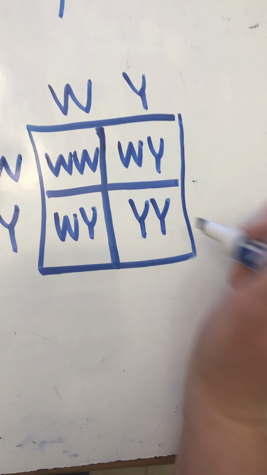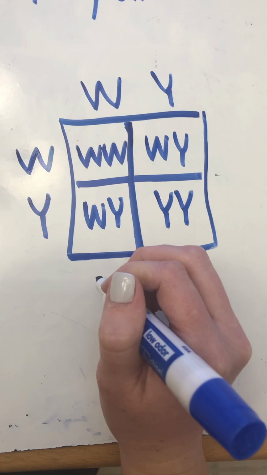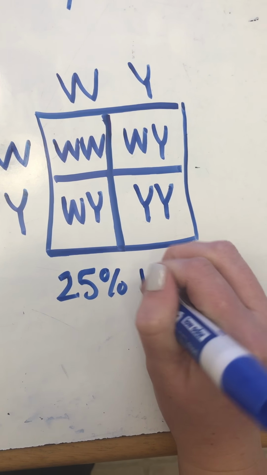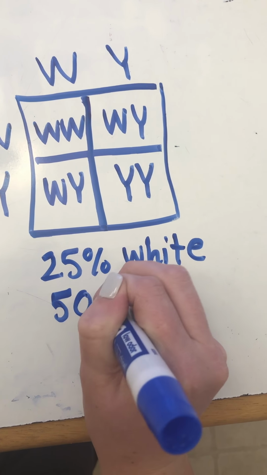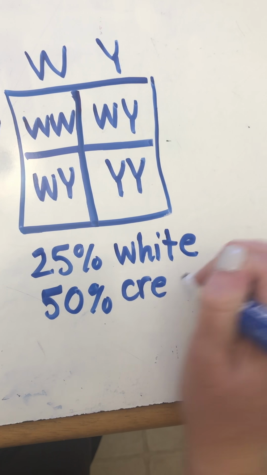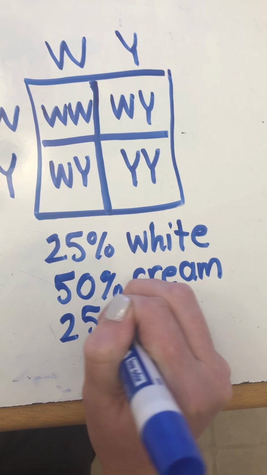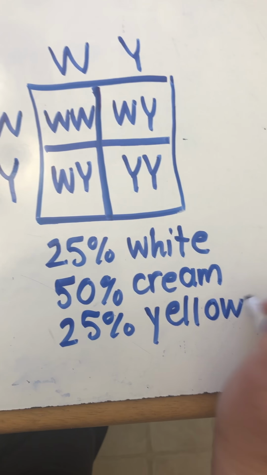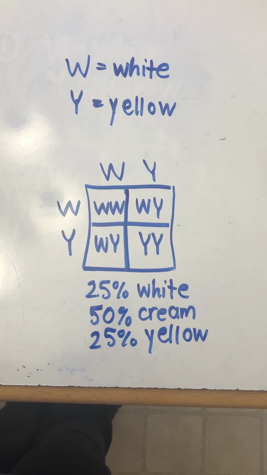And the problem asks me for my phenotype ratios. So phenotype meaning their physical traits, right? So 25% chance of having white mice offspring, 50% chance of having cream-colored mice offspring, and 25% chance for the yellow phenotype. All right, so that's how you would do the first problem in the incomplete dominance.